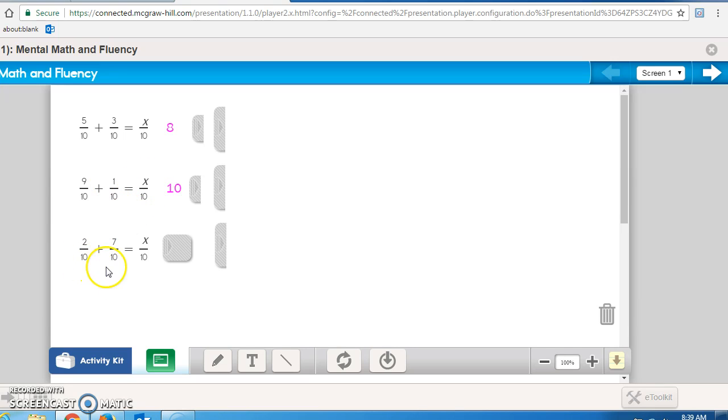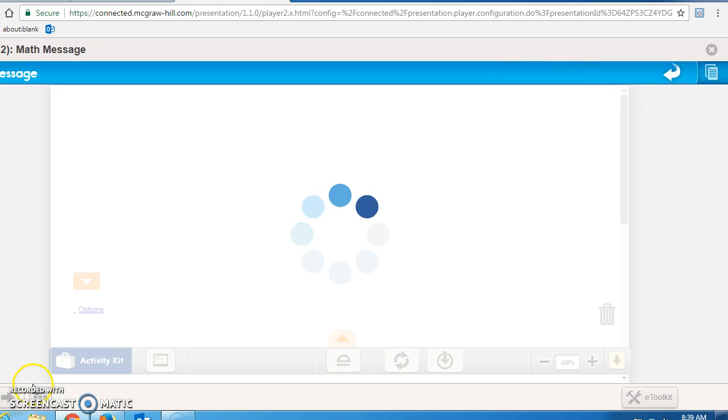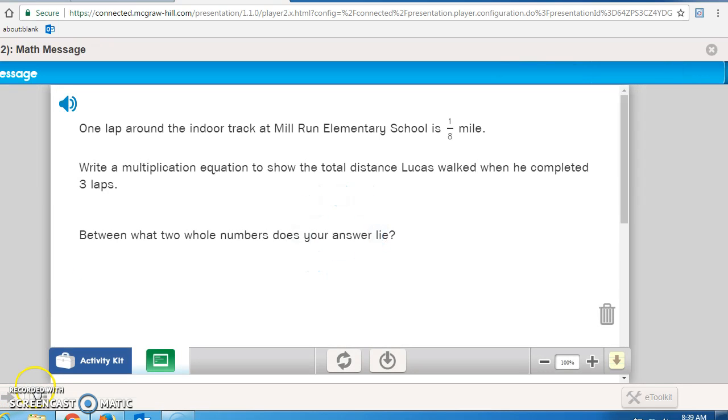And what is the answer to 2/10 plus 7/10? Great. Again, the variable x could be replaced with the number 9.